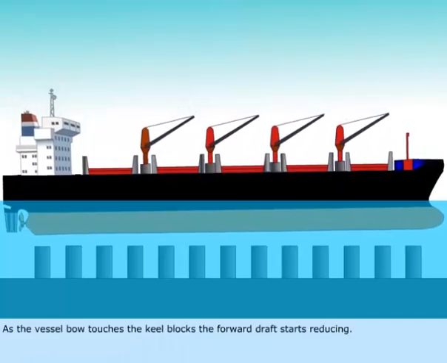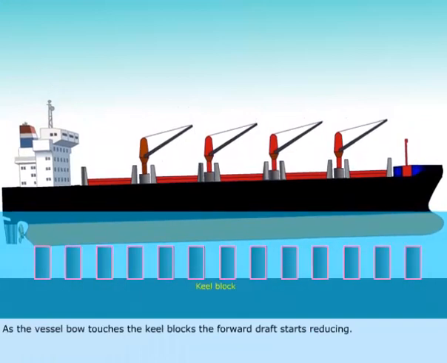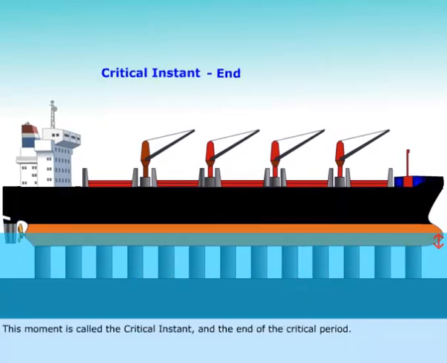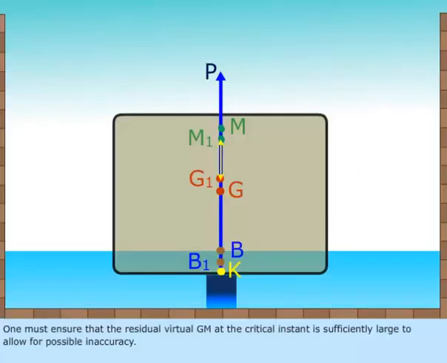As the vessel bow touches the keel blocks, the forward draft starts reducing. This moment is called the critical instant, and the end of the critical period. One must ensure that the residual virtual GM at the critical instant is sufficiently large to allow for possible inaccuracy.